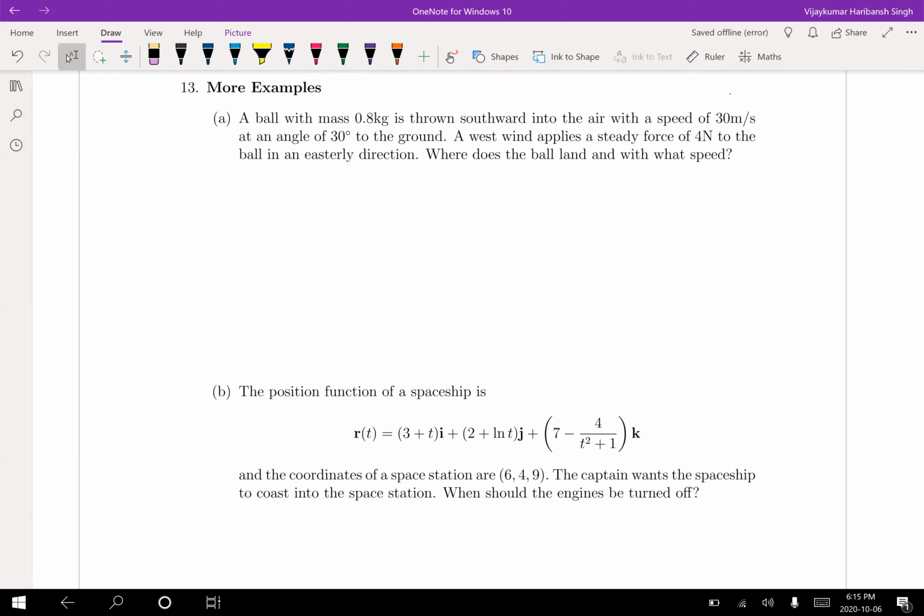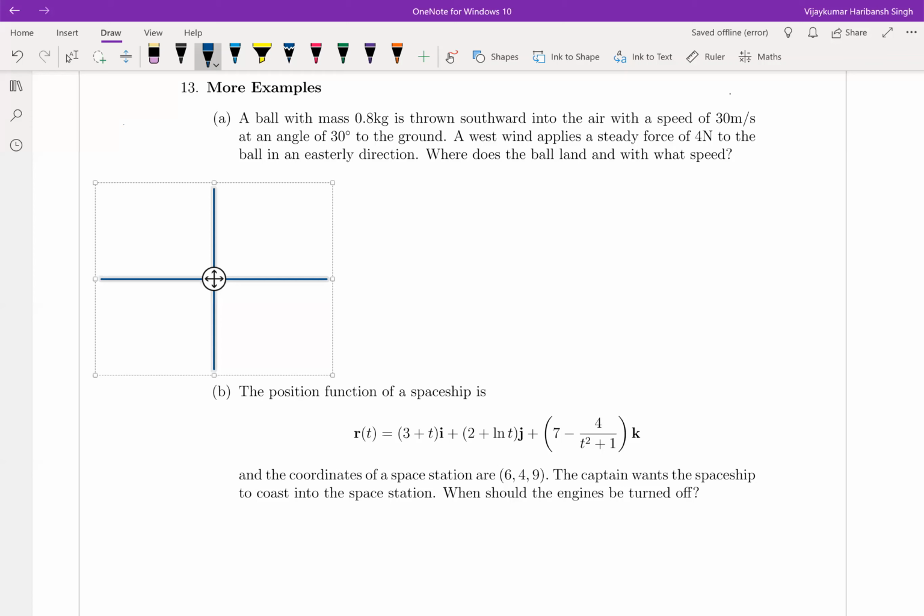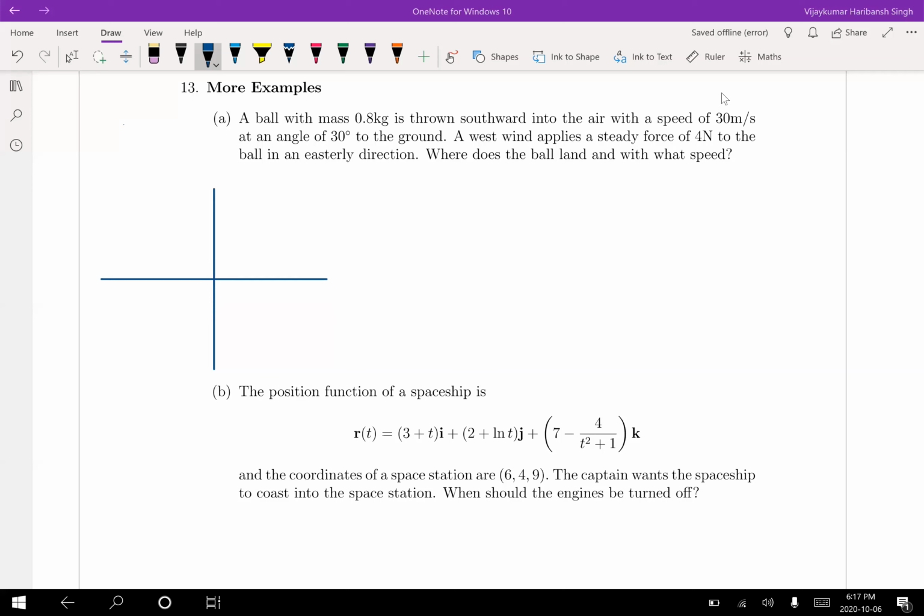A ball is thrown outward into the air to the ground. A west wind applies a steady force of 4 Newton to the ball in the eastern direction. Where does the ball land and with what speed? So suppose the ball is basically placed here at the origin.